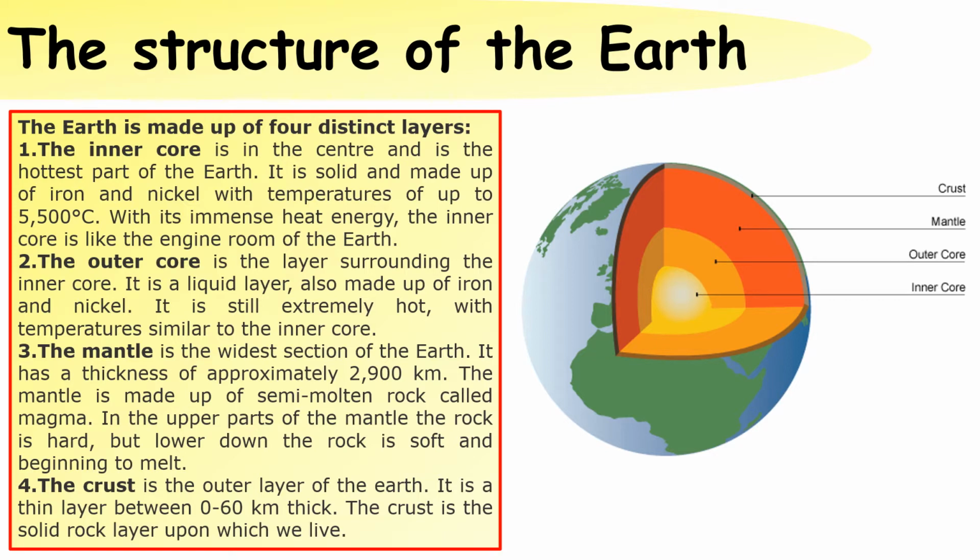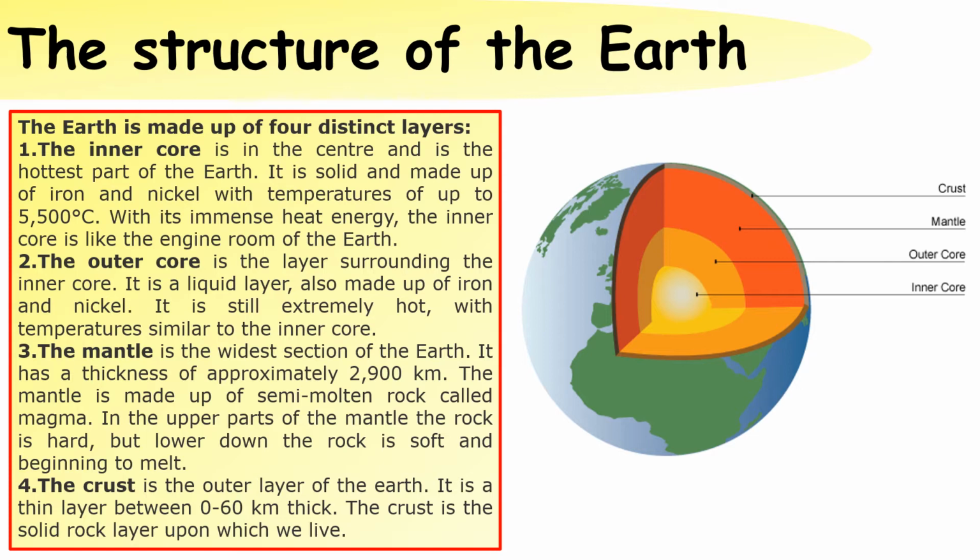Beneath that is the outer core. The outer core is a layer surrounding the inner core. It is a liquid layer, also made up of iron and nickel. It is extremely hot, with temperatures similar to the inner core. The movement of the outer core around the inner core is what generates the Earth's magnetic field.